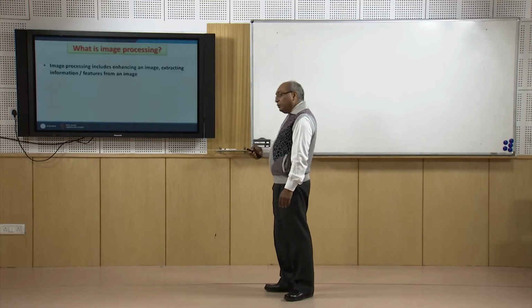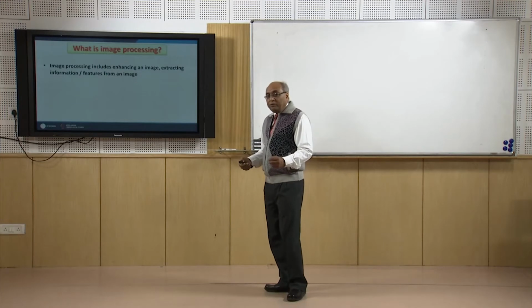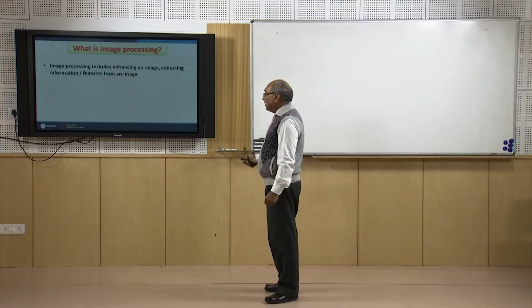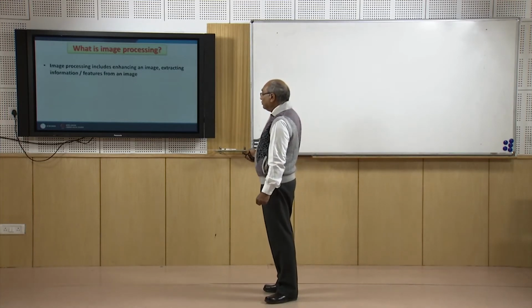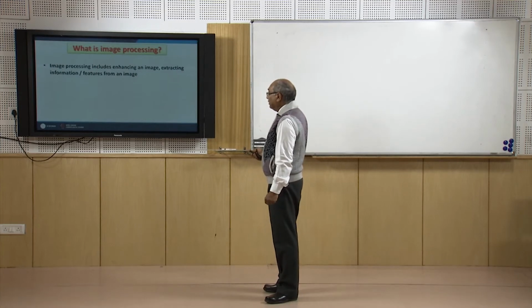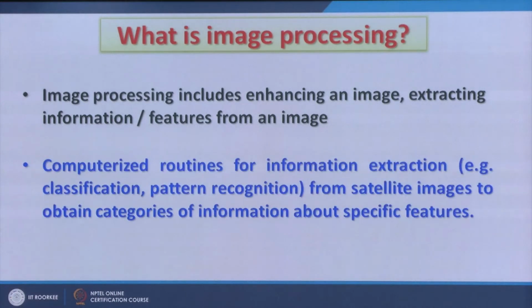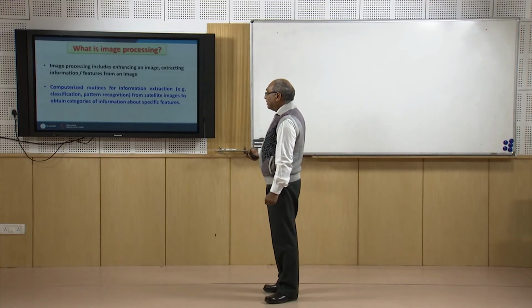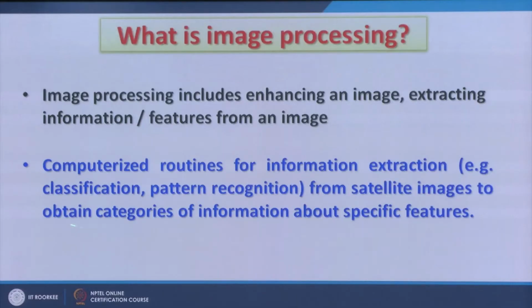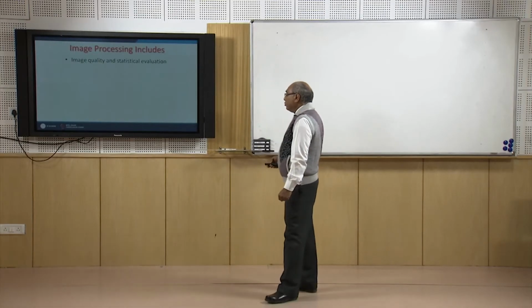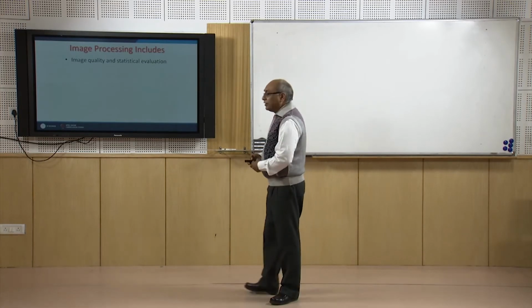Once the data is in the system, then the processing starts. So, basically if we define what image processing is, it includes enhancing an image, extracting information features from an image, and the computerized routine for information extraction, that is classification, pattern recognition from satellite images to obtain categories of information about specific features. So, image processing includes image quality and statistical evaluation.